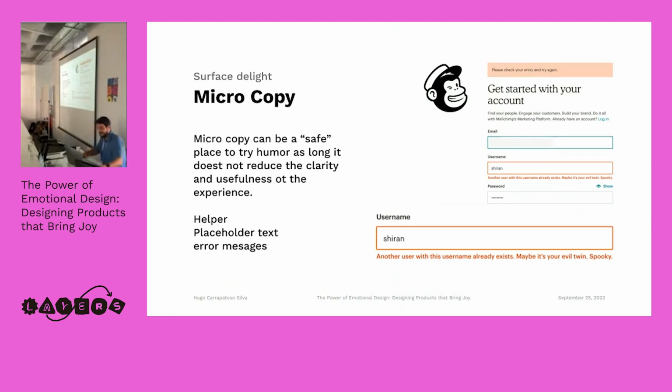I really like this one. So this is about microcopy, and on microcopy, of course, it will always depend on your brand, but you can use humor in some scenarios, right? In this case, I don't know if you can read it, but I'm going to read it for you. This is a pretty common error when the username is already taken, but in this case, they wrote: sorry, another user with this username already exists. Maybe it's your evil twin, spooky. I think simple touches like this really can make a difference.